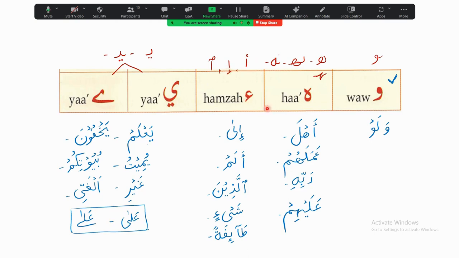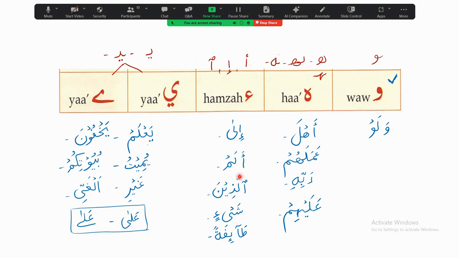You will see Hamza written like this as well in a word, when it is not attached. And sometimes Hamza looks like this as well. So the first example here is of the word "ila". Here, Hamza is at the start. And in this next example, again, Hamza is at the start, but with a fatha symbol now. "Alam".